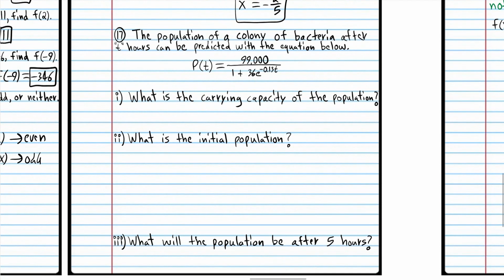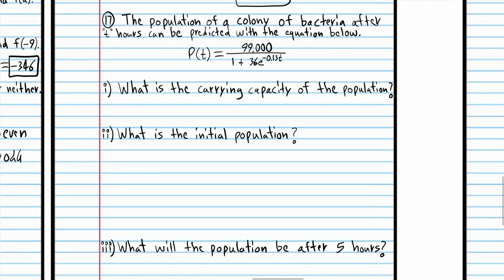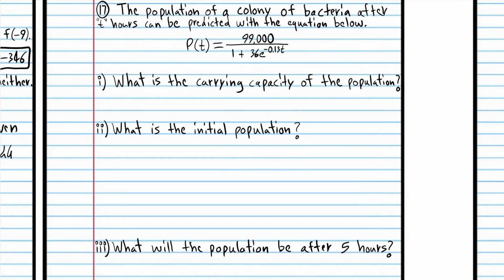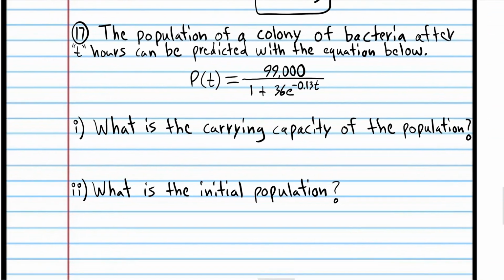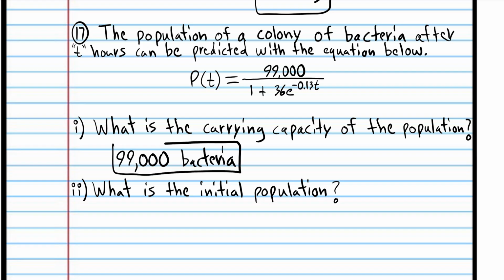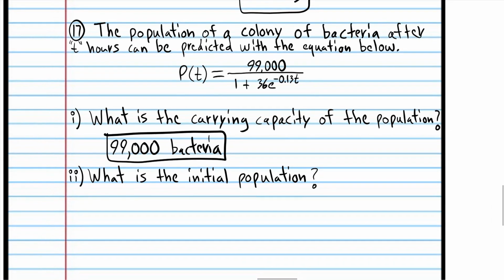Okay, go ahead and try number 17, and when you come back, we'll do it together. All right, we're back. So remember, the carrying capacity is that number in the numerator. This is called logistic growth. It's the logistic growth model, and the number in the numerator is always the carrying capacity. Why is that? Well, because this is a negative exponent.